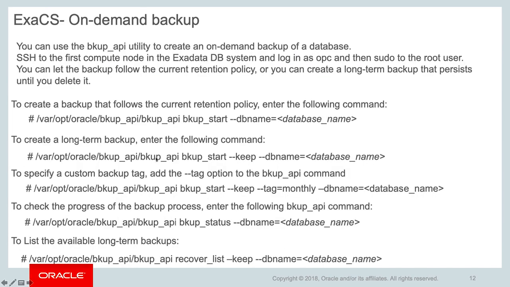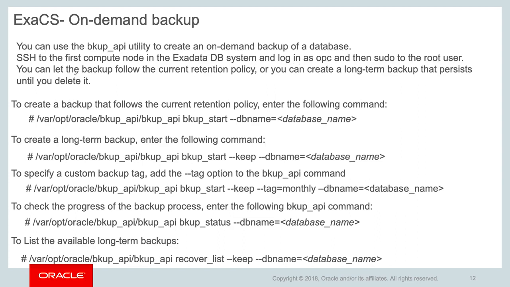So moving next, now we have seen how to configure a backup. First we created the backup configuration file, then we used the setconfig command to make the backup effective, or we installed the backup. Once you have the backup configuration in place, you definitely want to create an on-demand backup also, depending on the need. So you can use the backup API utility again to create an on-demand backup of a database. For doing that, you need to log into your compute node in the Exadata database system and log in as OPC and sudo to root user.